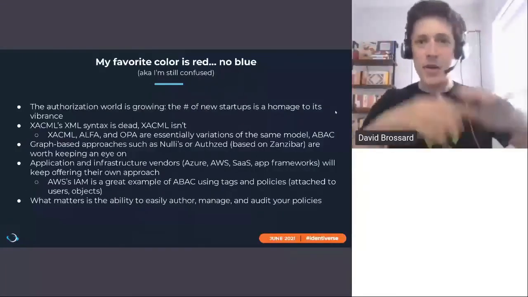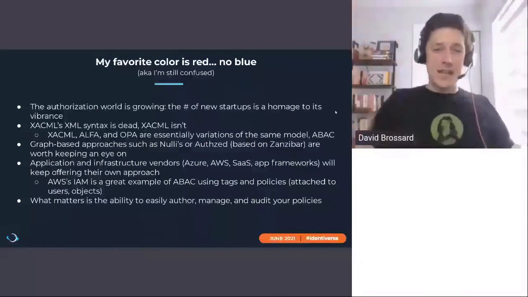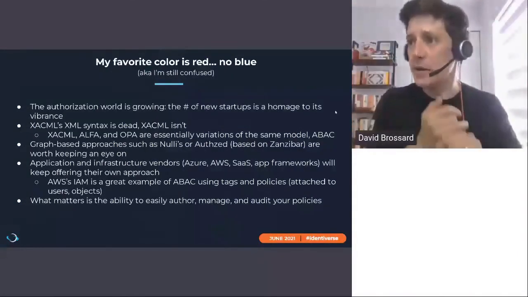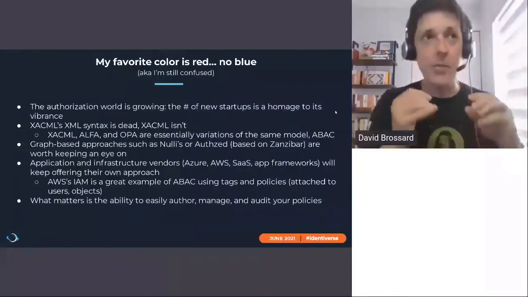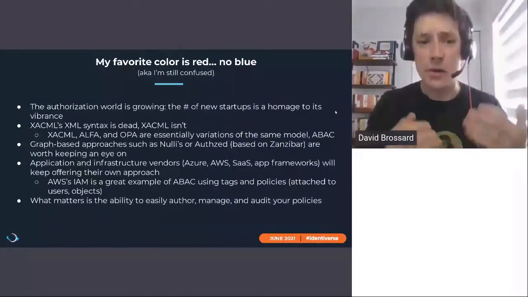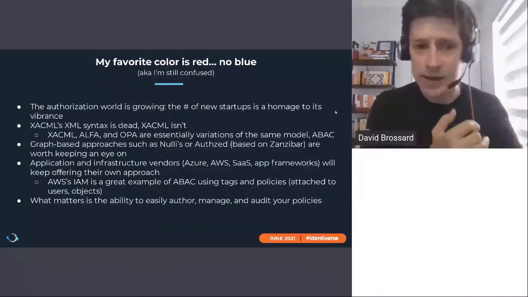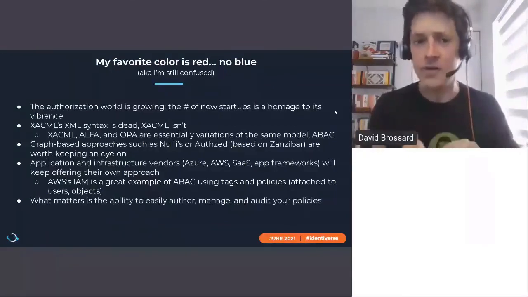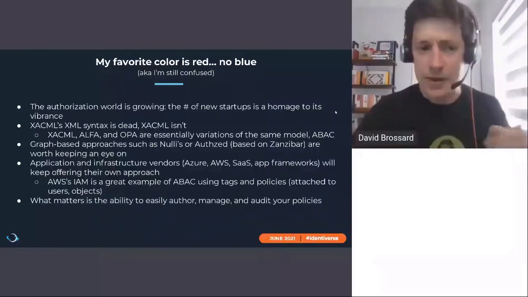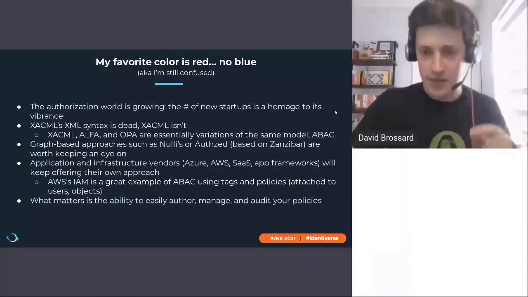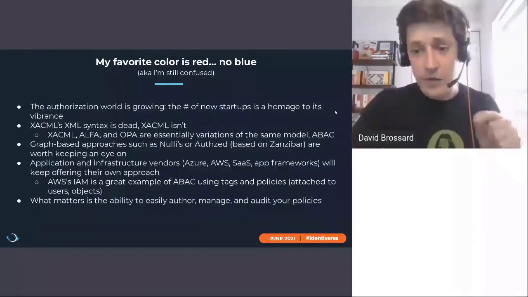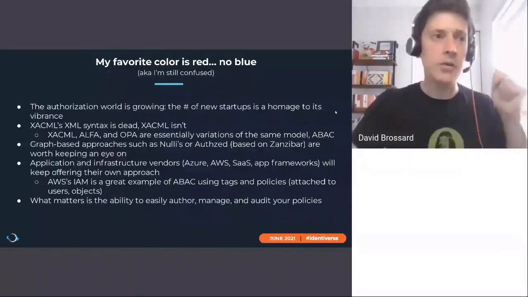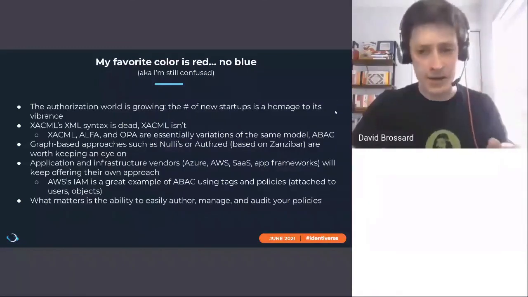Okay, wrapping it up. My favorite color is red, no, blue. The bottom line is the authorization world is growing really, really fast. There are like twice as many startups as there were in the past. XACML XML syntax is dead, but XACML, the principle, isn't. XACML, ALFA and OPA are essentially the same things. Graph-based authorization might be interesting, so keep an eye on that. Vendors will still have their own frameworks, and really AWS IAM is a great illustration of how you can get authorization right.